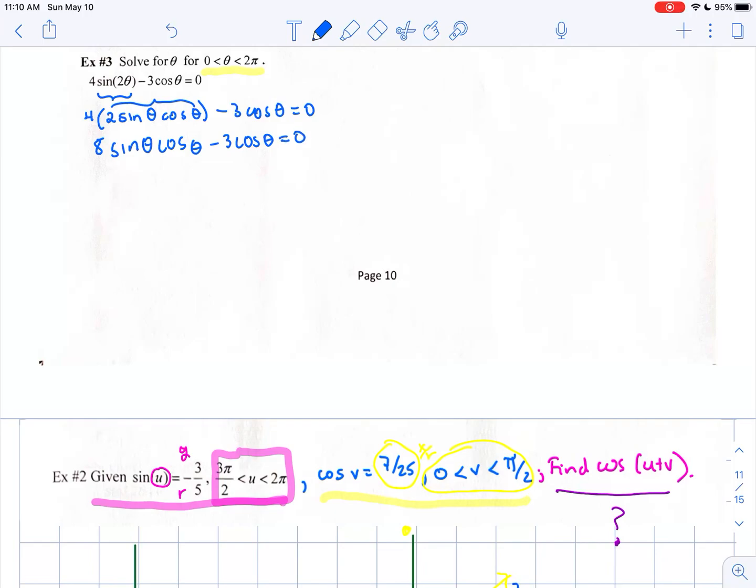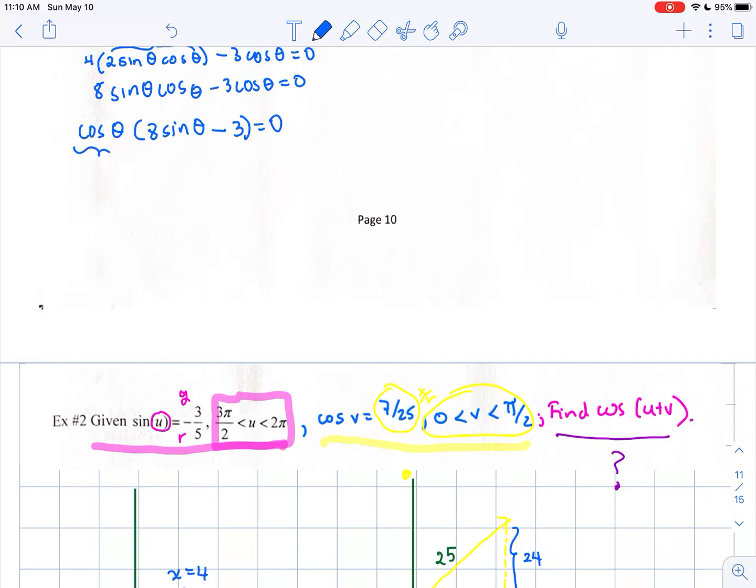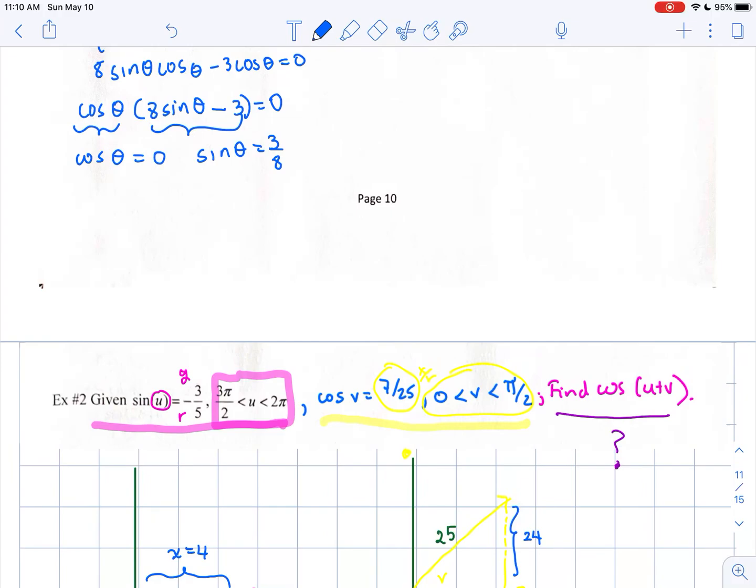So now algebraically, there's something we can do here, right? We have a cosine of theta in both terms, so we're going to factor out cosine of theta first. And then the term I have is 8 sine of theta minus 3 equals 0. And then we set each one of these factors equal to 0 to solve for the value of theta. So cosine of theta equals 0, sine of theta equals 3/8.